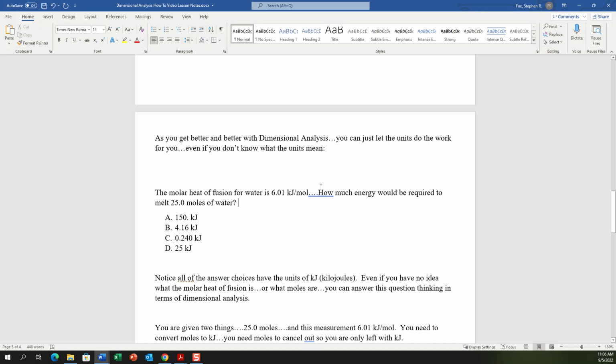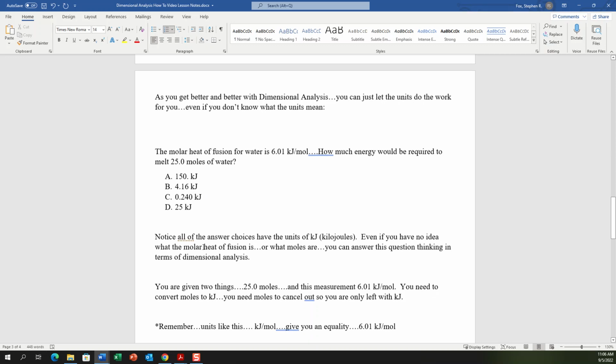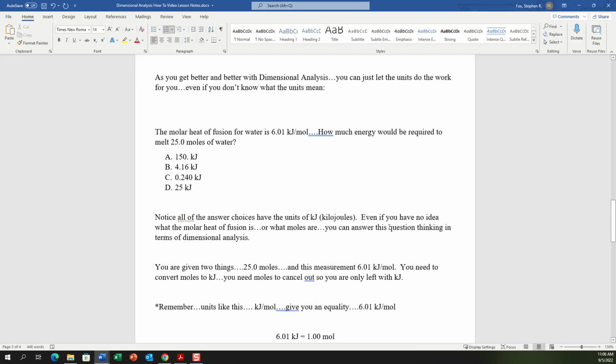The question asks how much energy would be required to melt 25 moles of water, and it's a multiple choice question. So the first thing you look at is all your answer choices. They're all units of kilojoule. You're given a measurement with moles, and a measurement with kilojoules per mole, but you want the answer to just be kilojoules. So what are you going to do here? We noticed all the kilojoules. So even if we have no idea what the molar heat of fusion is or what moles are, we can answer this question using dimensional analysis. So you have 25 moles.